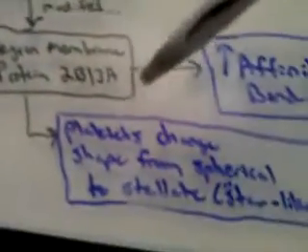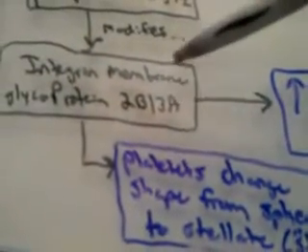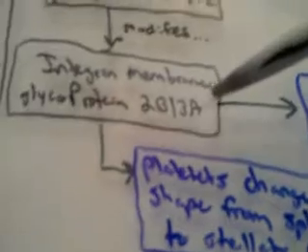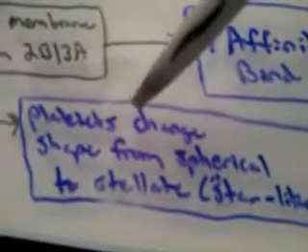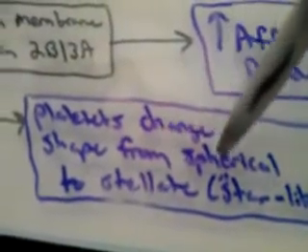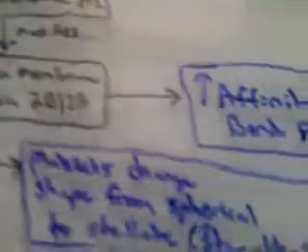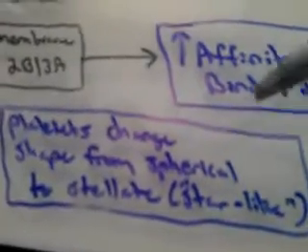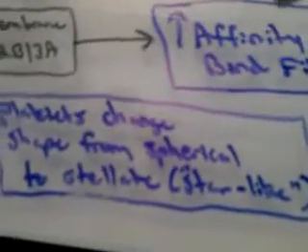And then overall, on top of that, with the modification of the glycoprotein 2B3A, the platelets change shape from a spherical to a stellate shape, and stellate's more like a star shape. So two things are going on here. Through this entire process, from the increase of calcium with the activation of protein kinase C, phospholipase A2, and then glycoprotein 2B3A, you have two things going on. An increase in affinity to bind fibrin, and the platelets change shape from spherical to stellate.